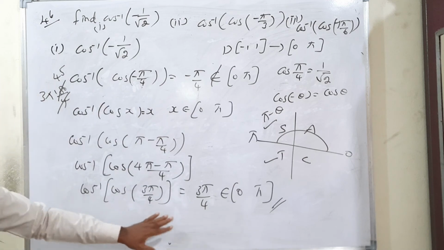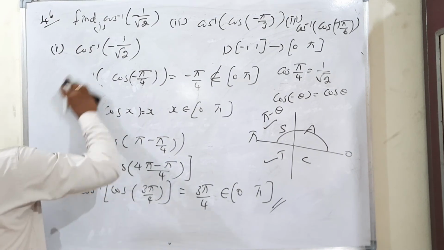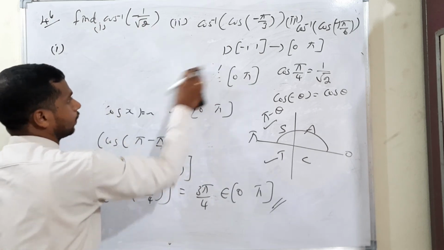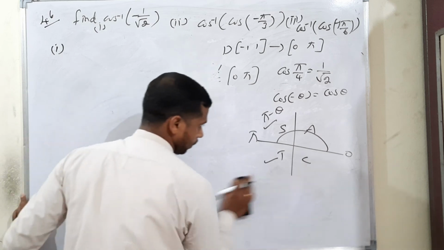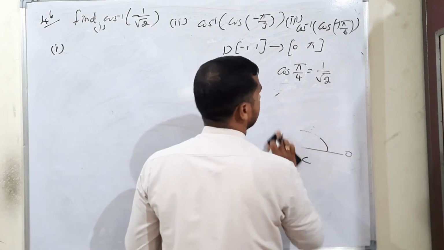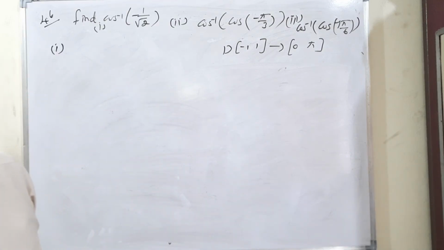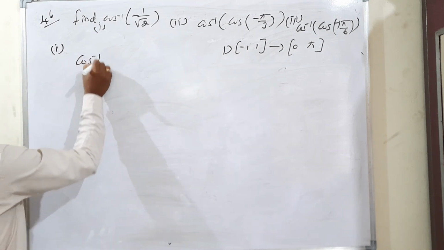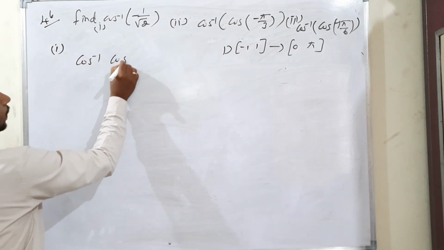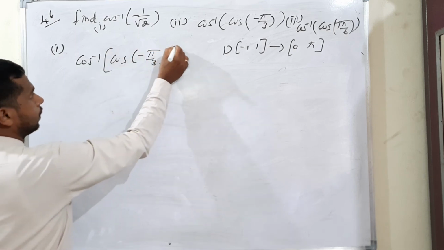So subdivision 1 is over. Moving to subdivision 2: cos inverse cos of minus pi by 3.